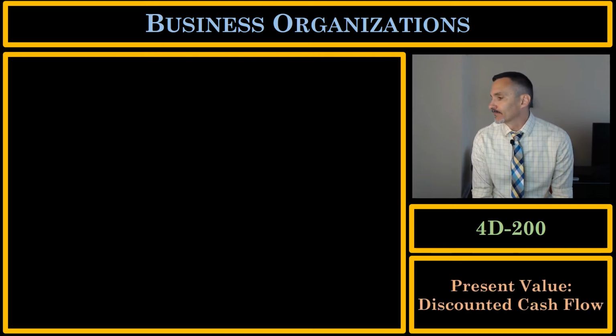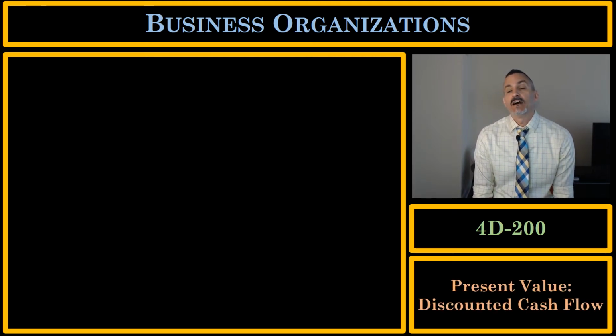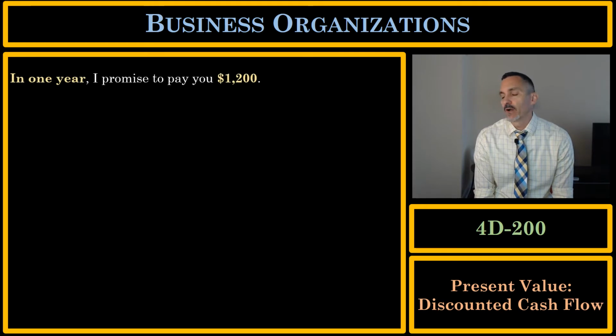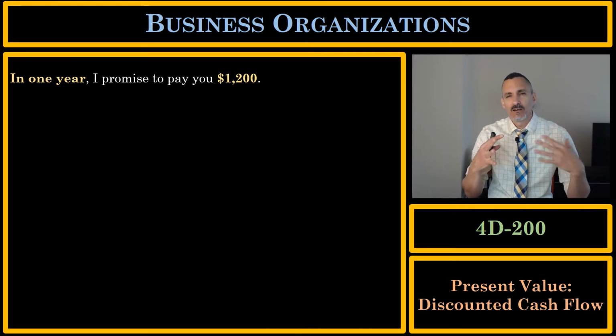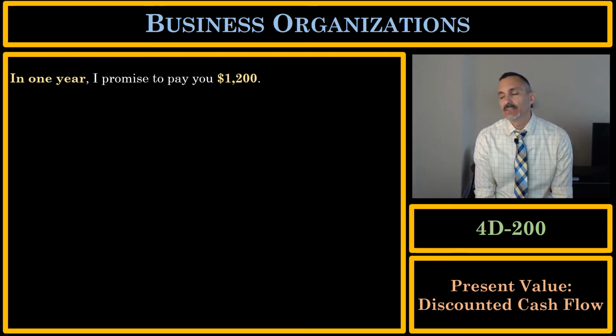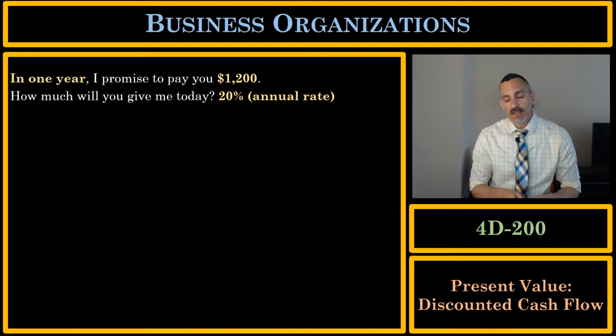All right. So let's talk a little bit more about this idea of present value and what is often called the discounted cash flow. All right, so to understand the idea of present value, here's my promise to you. In 1 year, I promise to pay you $1,200. 1 year from now, I promise to pay you $1,200. And we'll consider that an asset in a way, all right? You're going to receive $1,200 in a year. How much will you give me today? How much are you willing to invest today so that when you receive $1,200 in a year, you've made the money that you want to make? How much money do you want to make? You want to make a 20% annual return.